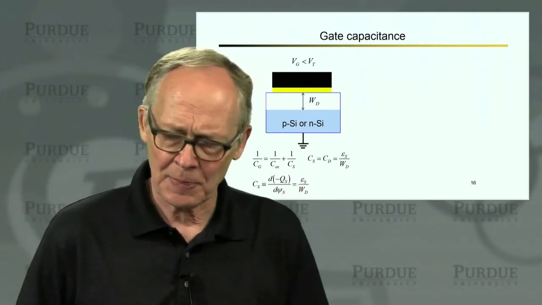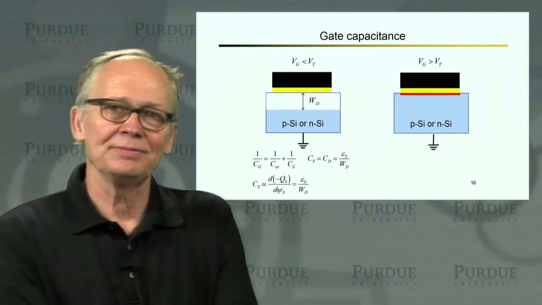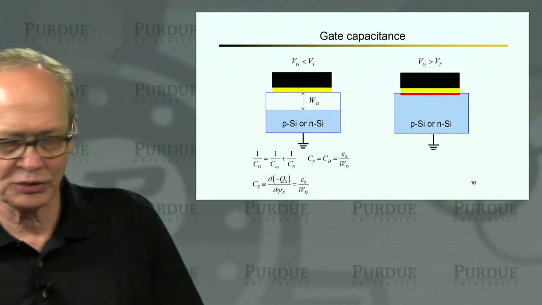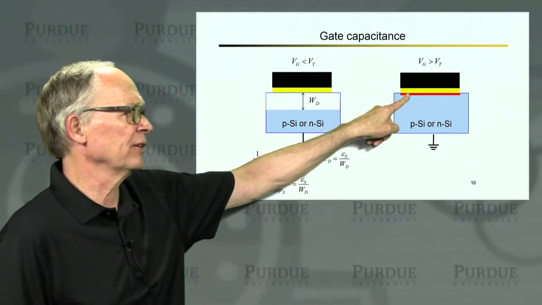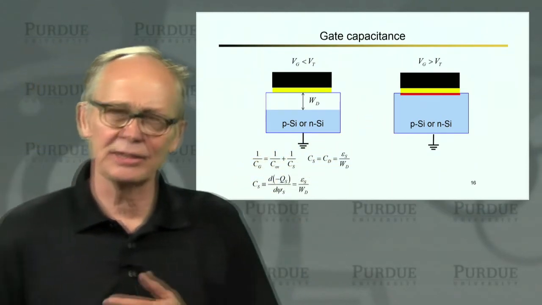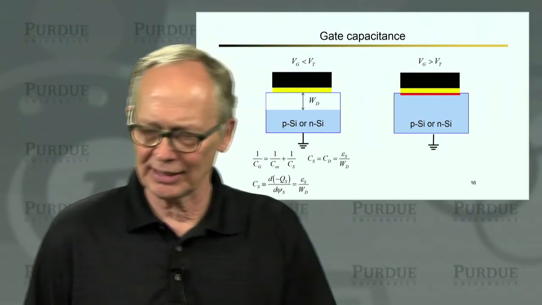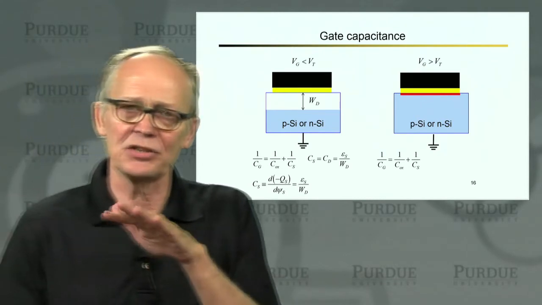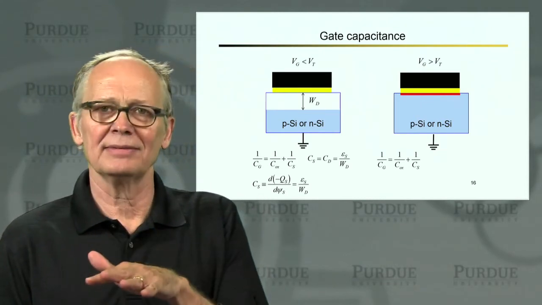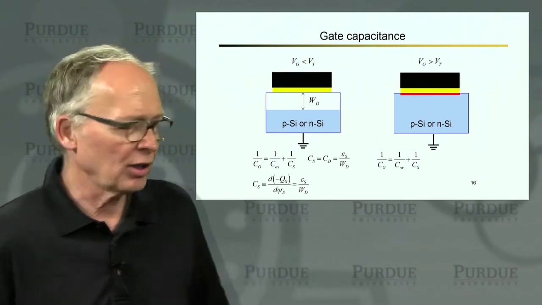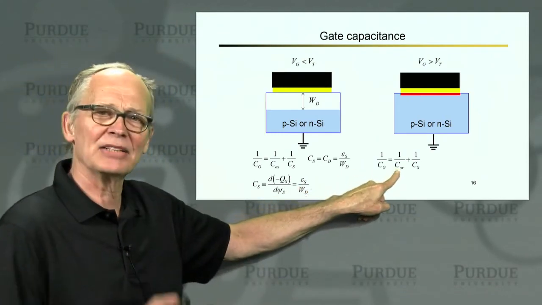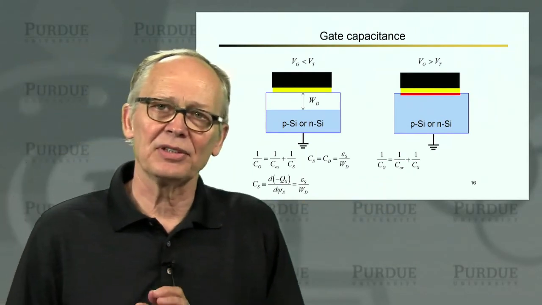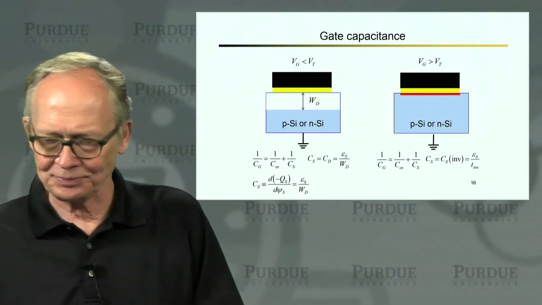Okay, now let's look beyond threshold. We've applied a gate voltage higher than the threshold voltage. We have a very strong inversion layer. The semiconductor is becoming almost metallic. There's lots of electrons there, but it's not quite metallic. If it were an ideal metal, I would just have two metal plates and an insulator between them, and all I would have is the oxide capacitance. That's what we said earlier. But this is not an ideal metal. There is still some capacitance of the semiconductor.